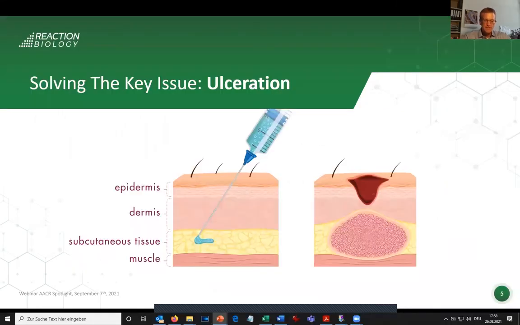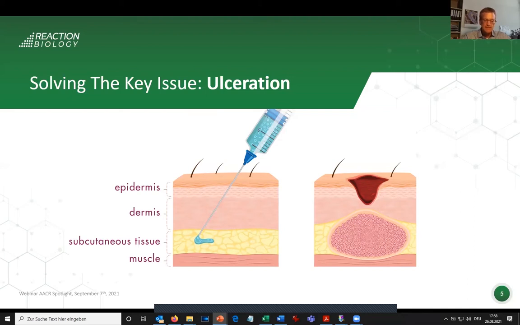How can we overcome these issues? I would like to introduce myself. My name is Holger Weber. I'm the head of the immune pharmacology department of Reaction Biology. We are a contract research organization since 20 years and have performed several thousand animal studies to test the efficacy of new cancer drugs in mice.